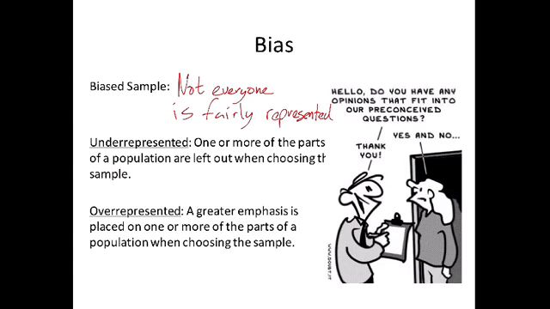When you're underrepresented, that means one or more parts of the population are left out when choosing your sample. Sorry, the word got a little bit cut off. So in that example where you're only surveying the freshmen, sophomores would be underrepresented. Their opinions wouldn't be asked at all, or juniors or seniors. Overrepresented is the opposite side. There's a greater emphasis placed on one or more parts of the population when choosing the sample. So again, if you're asking what you want the next dance's theme to be, and you only ask the freshmen, the freshmen are being overrepresented. You're not getting the opinions of anybody else other than the freshmen.